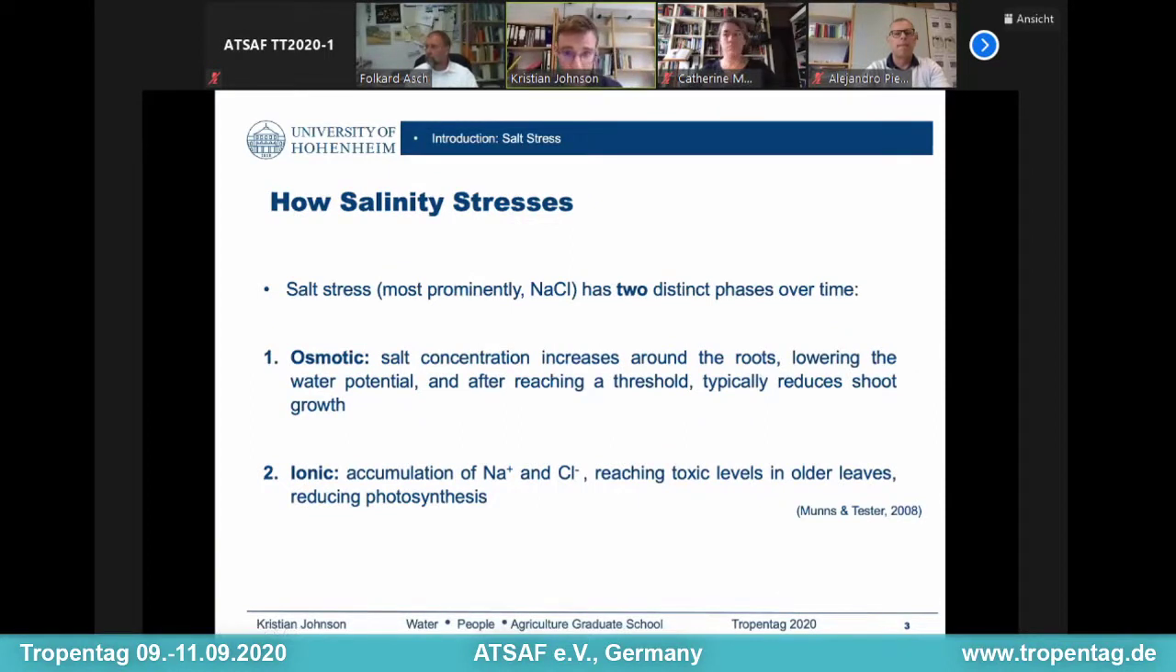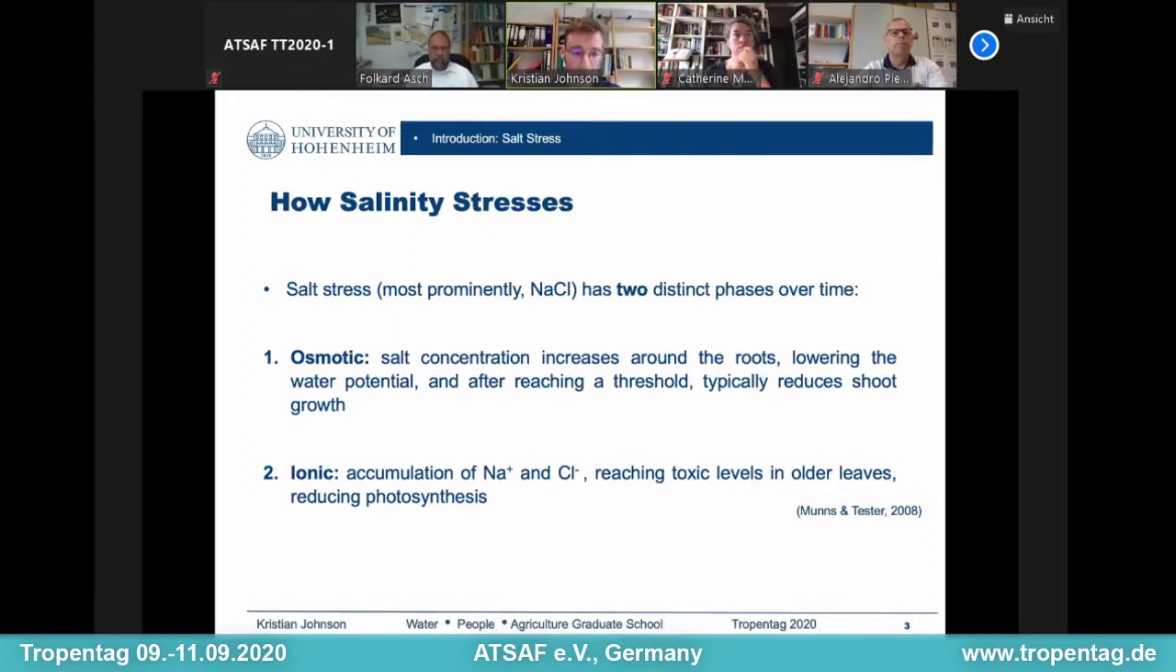Moving on to the physiological element, how does salinity stress actually work? It is a relatively complex phenomenon in that it is not just one, but two different processes that are happening over a period of time. The first one is osmotic, in which the salt concentration is increasing around the roots, which lowers the water potential. And after reaching a threshold, it typically will reduce shoot growth. And this holds for several species.